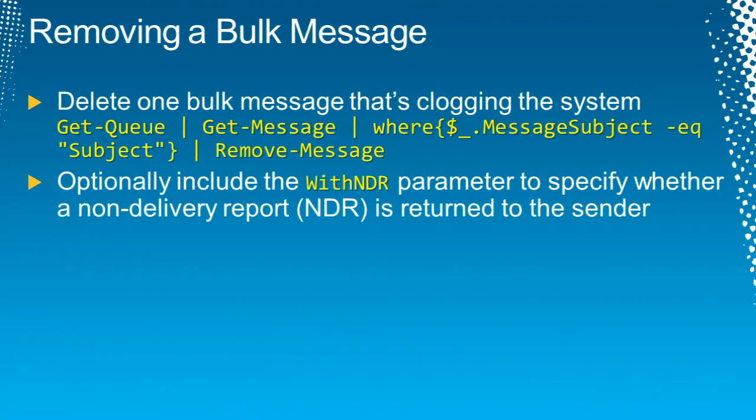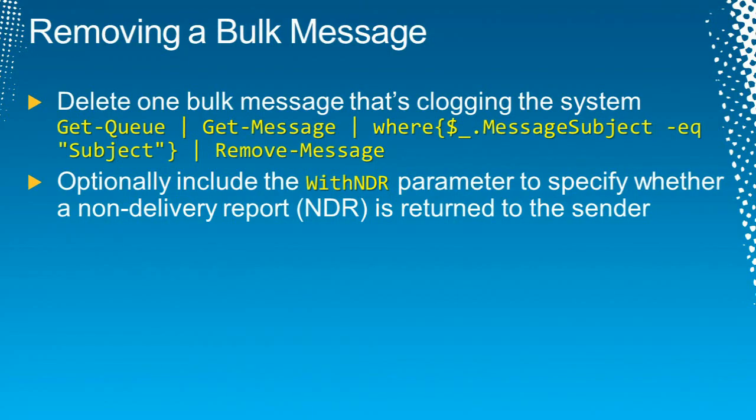We're using getQ to get a list of the queues. Then we're using getMessage, where the subject equaled a specific subject that was in that bulk message. We knew what the subject was, so that was pretty easy to do. And then any messages that we found that met that, we pipelined to remove message, and that immediately removed it from the queue once it found it. Once that was done, all the messages were gone, and transport started flowing the messages again, and life was good. And we didn't have any problems with bulk messages.